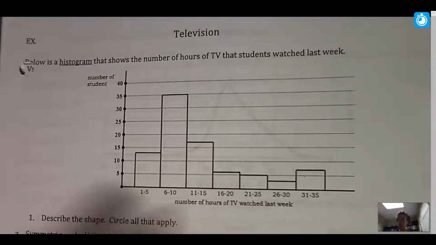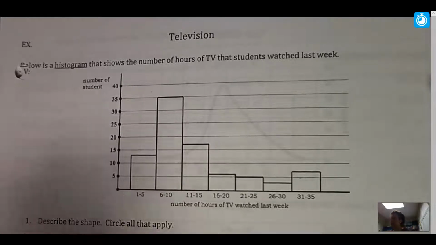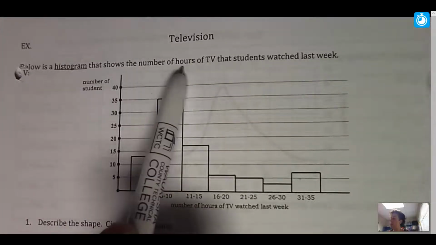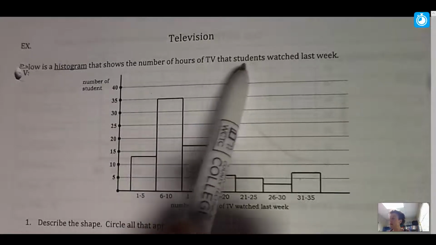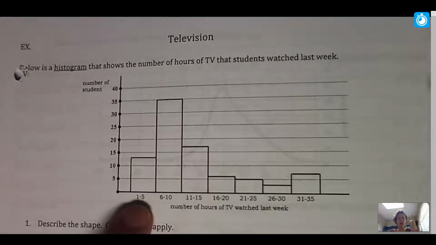This is a histogram. Sorry, I'm on page 29 in the big packet. And here it's a histogram that shows the number of TV hours that students watched last week. So, some people watched from 1 to 5 hours, 6 to 10, 11 to 15. And again, I just want to stress the numbers at the bottom, that there are a total of 5 numbers in each category. 1, 2, 3, 4, 5. So there's 5 numbers. 6, 7, 8, 9, 10.